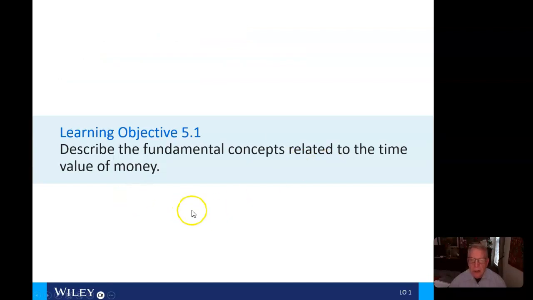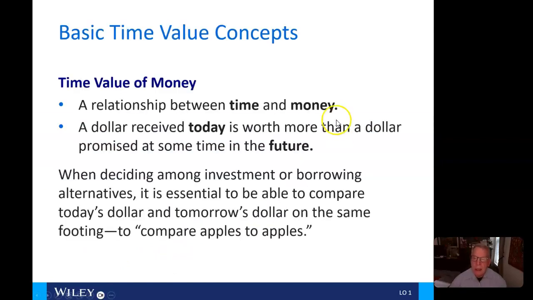Okay, let's take a look at the fundamental concepts related to the time value of money. Here, there is a relationship between time and money. And I think you would know instinctively that a dollar received today is worth more than a dollar promised at some point in the future. So we're going to show you the arithmetic for how we do that. And when deciding among investment or borrowing alternatives, it's essential to be able to compare today's dollars and tomorrow's dollars on the same footing, lovingly called comparing apples to apples.